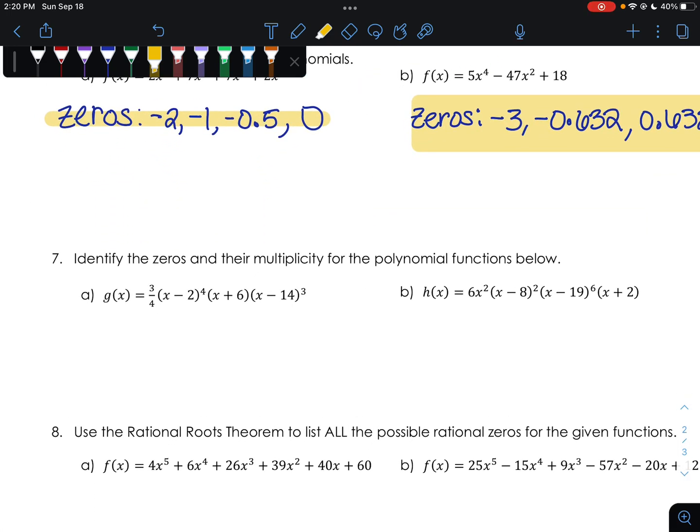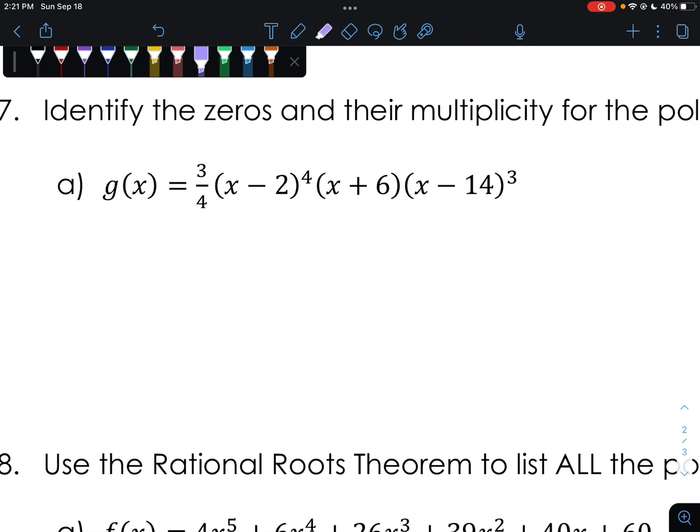Number 7, there's 2 options. You can graph these or you can do it by hand. I have shown you several times how to graph and use the calculator to find their zeros. Just remember that an even multiplicity bounces and a multiplicity that's odd crosses. This one I'm going to show you how to do by hand. So we're going to take each individual factor and set it equal to 0 in order to find the zero, and the exponent is their multiplicity.